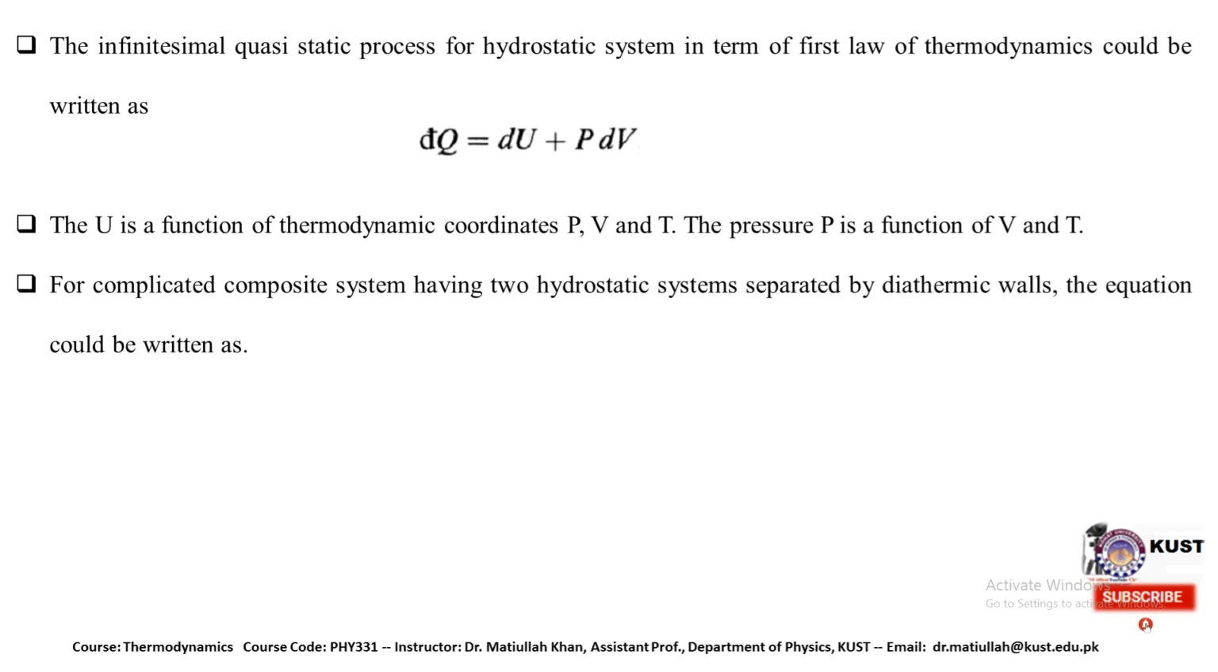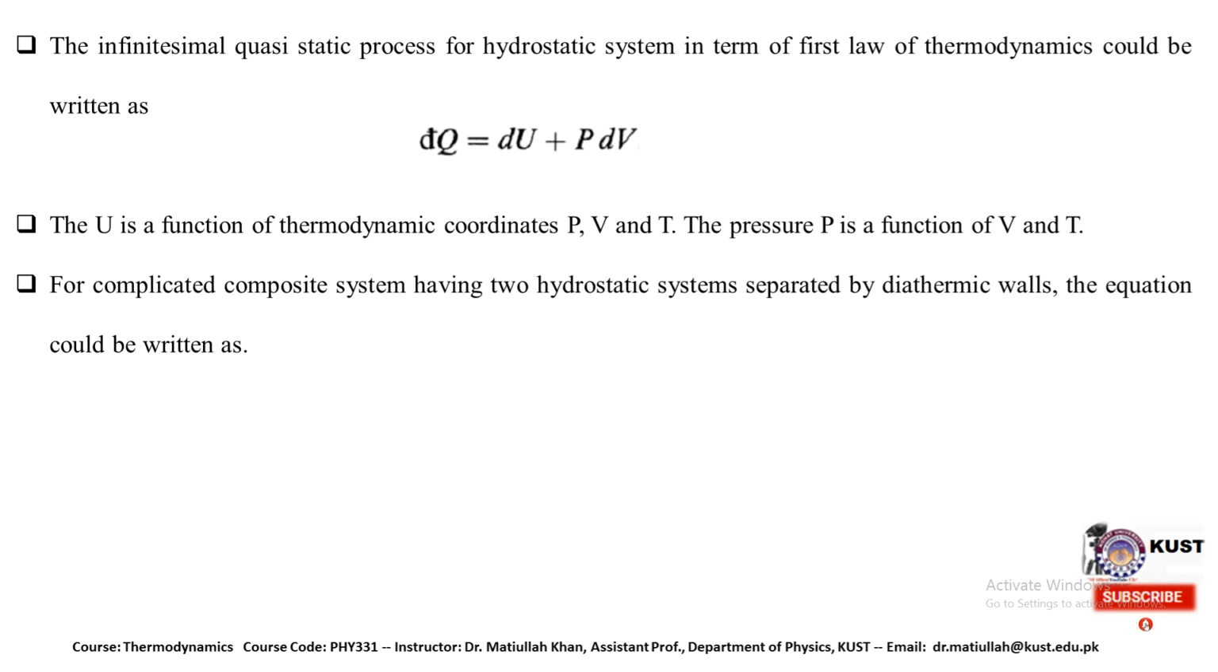So here we can see that U is a function of the thermodynamic coordinates P, V and T, as already mentioned in the last table. Among these three, 2 are independent while 1 is dependent on the other 2. So in this case the pressure is a function of V and T.